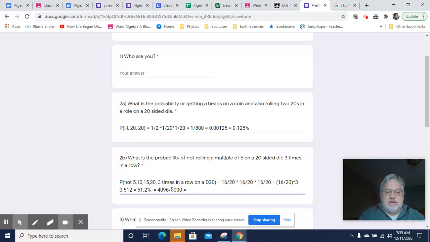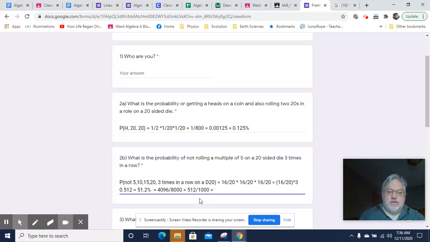I can definitely factor 8 out of 8,000, and I can factor 8 out of 4,096. So I take that in half and half and half. So that'll be 1,000. So 2,048, 1,024, and then 512. So that's 512 over 1,000. Now you can see where that 51.2 comes from.